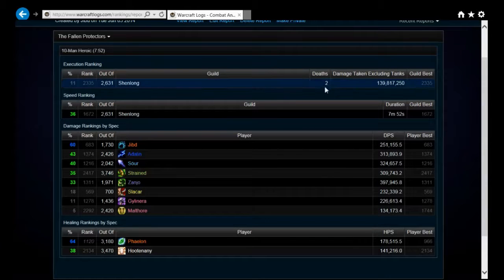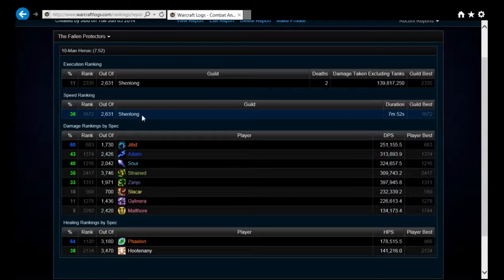We had 2 deaths. Everybody was taking a crap ton of damage. People weren't moving with Chasseur. They weren't moving out. As far as speed, us getting it done quicker than other guilds, how do we do? 36 percentile. So not bad. Not bad.